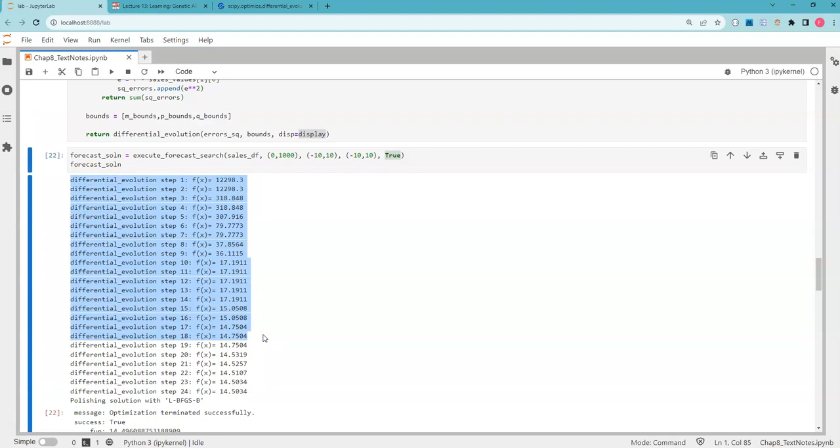As far as what the genetic algorithm actually is doing, just to give a little bit of a high-level overview, it works off the basic principles of evolution, kind of like Darwin's evolutionary theory. Basically, you start off with a population of candidate solutions. In our case, a candidate solution would be a tuple of three values, one for M, one for P, and one for Q, and you randomly seed the population.